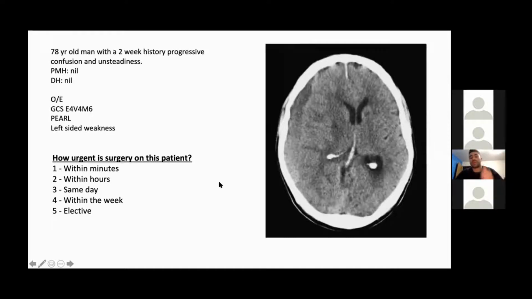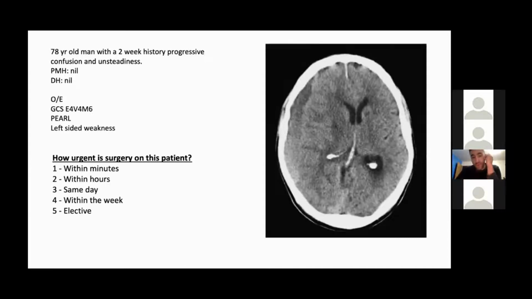So in this chap, this is just to remind you of the history. How urgent is the surgery on this patient? Okay, so can they see the results, by the way, or not? Yes, they should be able to.